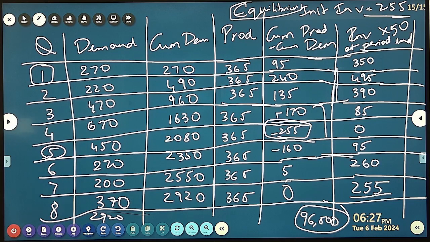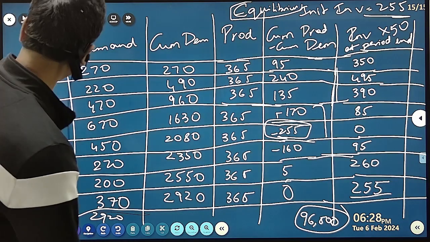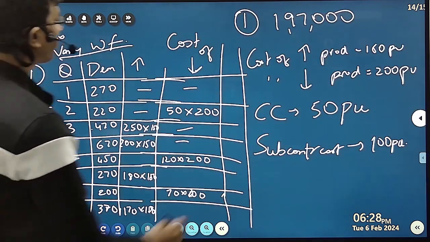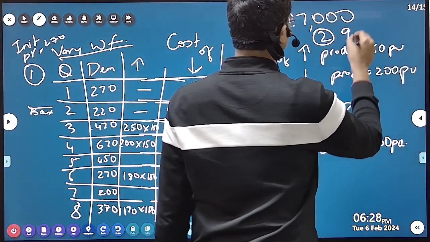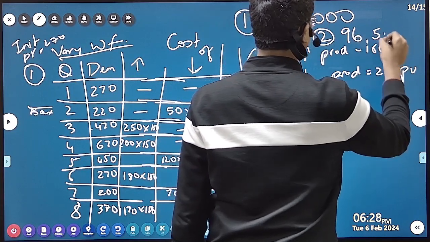You can check his math. I have copied it from the book. Okay. So in my second strategy, the cost comes to 96,500.